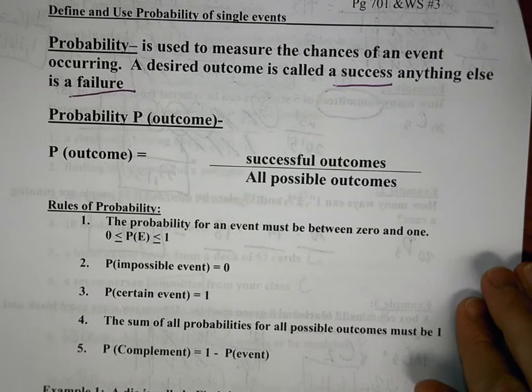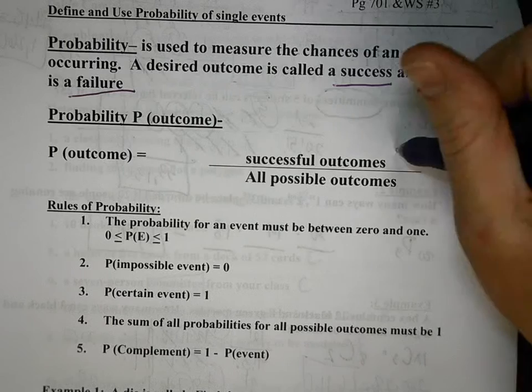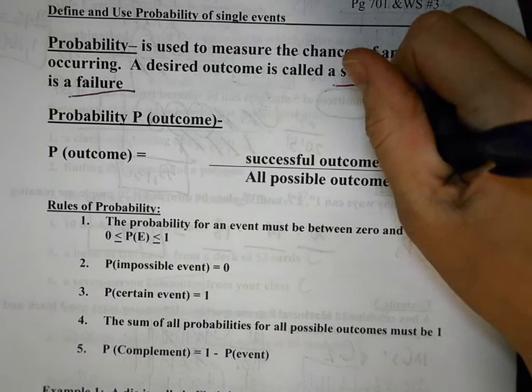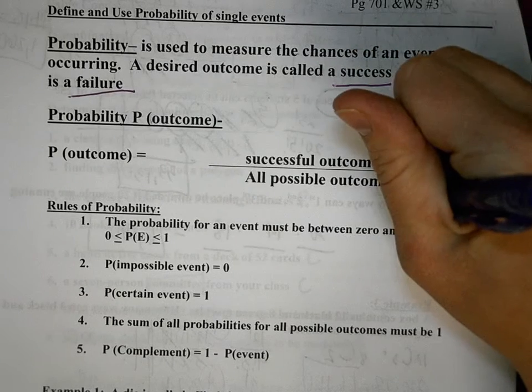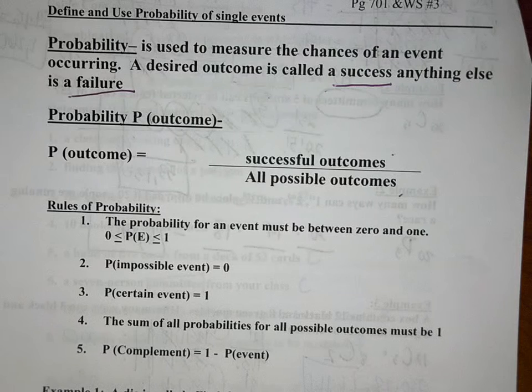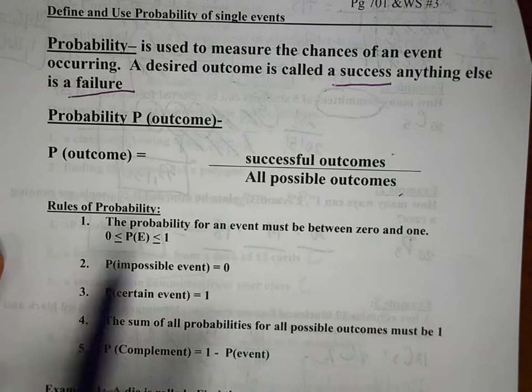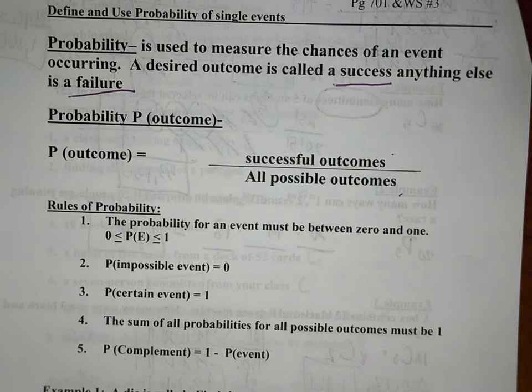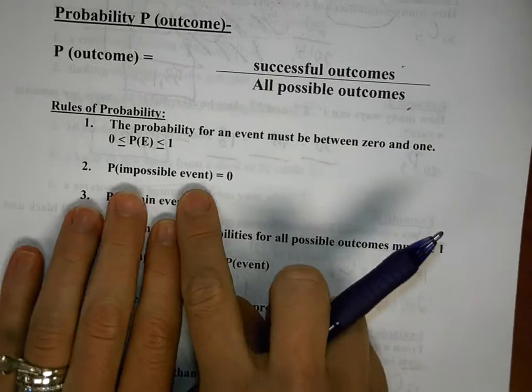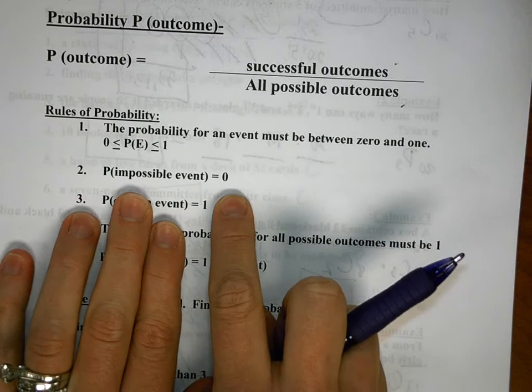So, when you're trying to find the probability, it's your successful outcomes over however many were possible. Okay? Here are the rules of probability. The probability for an event must be between 0 and 1. It can't be more than 1. It's either going to happen or not happen. If it's impossible, the probability is 0.